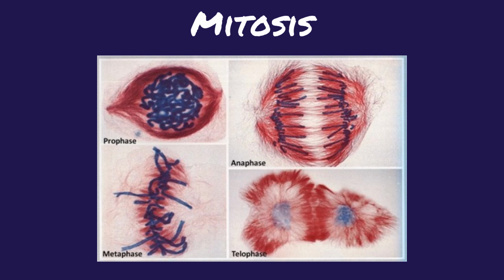Mitosis has 4 phases. If you can remember PMAT, P-M-A-T, then you can remember their order. There are prophase, metaphase, anaphase, and telophase. Again, mitosis is the process during which the nucleus divides.